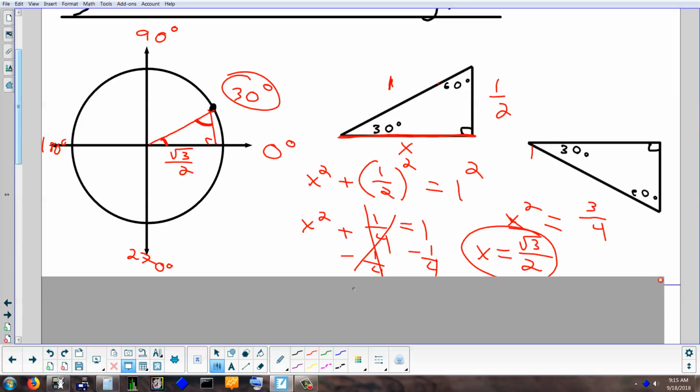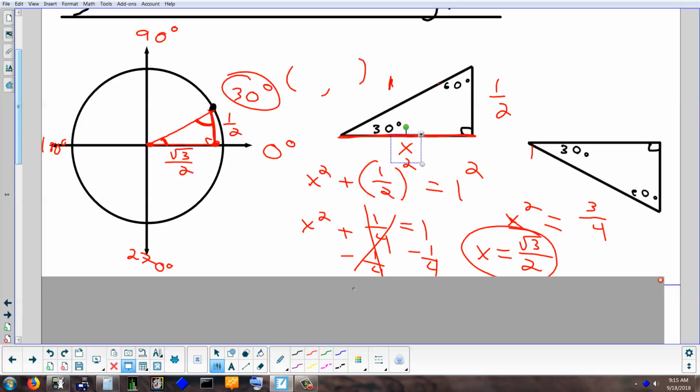So how long is it on the bottom? To go from here over to here, square root 3 over 2. It was x. And now, how tall is the triangle? 1/2. So we go right square root 3 over 2 and up 1/2.